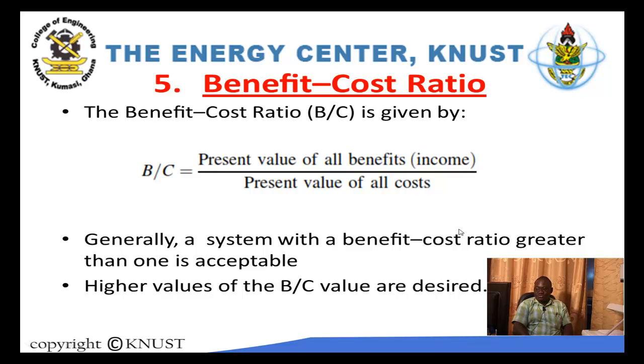For the project to make more sense, the income should be more than the cost, so this ratio should be greater than 1. If it's less than 1, then you're actually spending more than you're gaining from the project. Higher values of the benefit cost ratio are preferred for the project to make more financial sense.